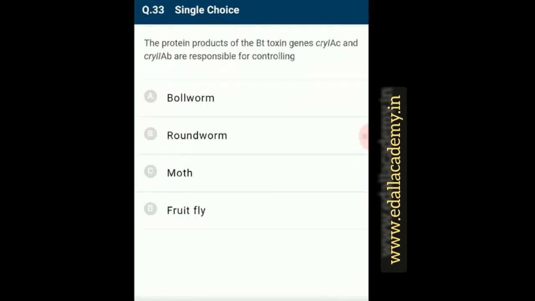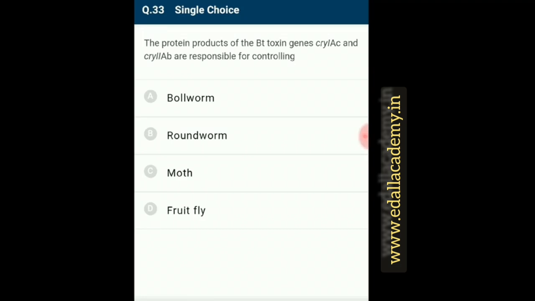Question number 33. The protein products of the Bt toxin genes, that is Cry1Ac and Cry3Ab, are responsible for controlling. Bacillus thuringiensis is a bacterium having the capacity to produce an insecticidal protein called Bt toxin. This toxin is produced in an inactive form by the cry gene found in the bacterial genome. There are a number of them. Cry1Ac and Cry2Ab control the cotton bollworm and Cry1Ab controls the corn borer. These proteins are produced in an inactive form so that the bacterium is not affected by them.